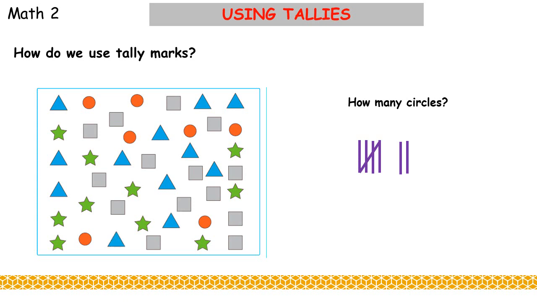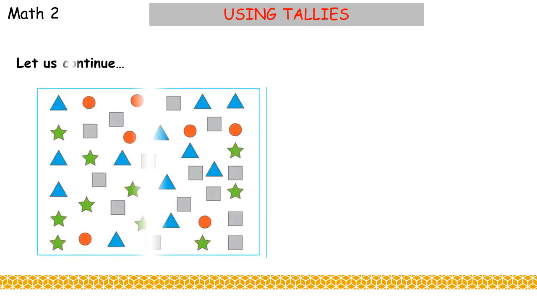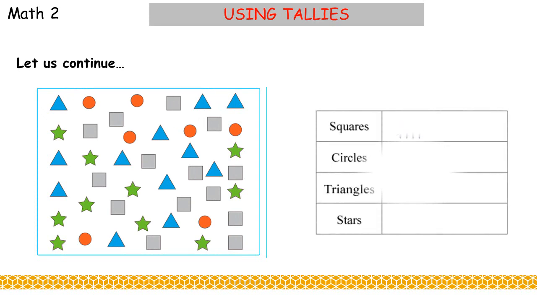Look at the tally marks now. How many circles were there? You're right. We have 7 circles. Let us continue. We will be completing this chart. Remember, we have 7 circles.